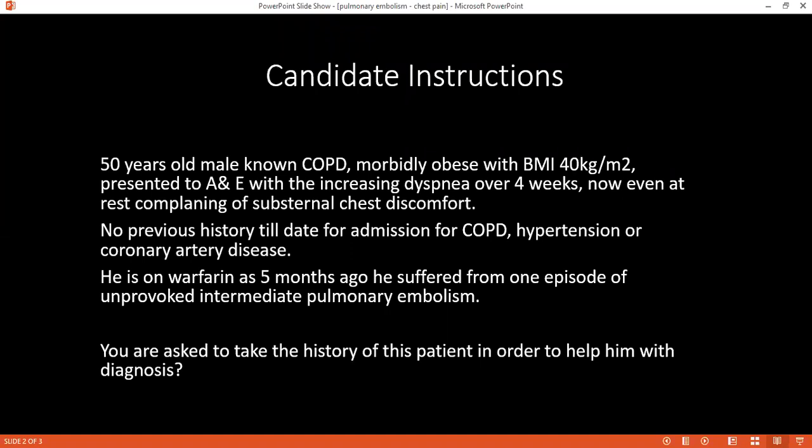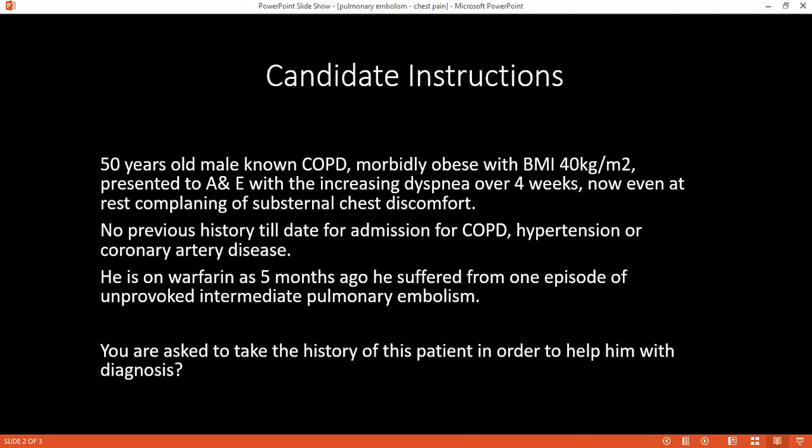According to the fact that he's on warfarin, my provisional diagnosis is pulmonary embolism. I also consider myocardial infarct, pneumonia, pericarditis, and peptic ulcer disease, or pancreatitis. How would you confirm your diagnosis?